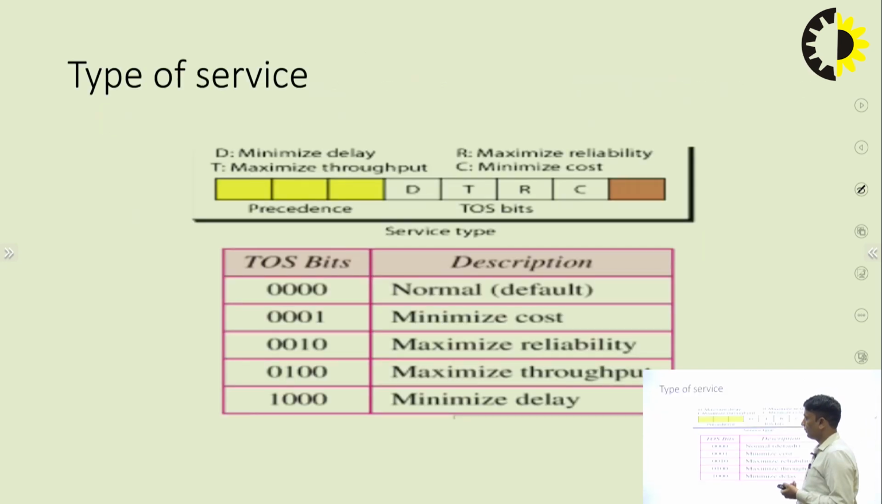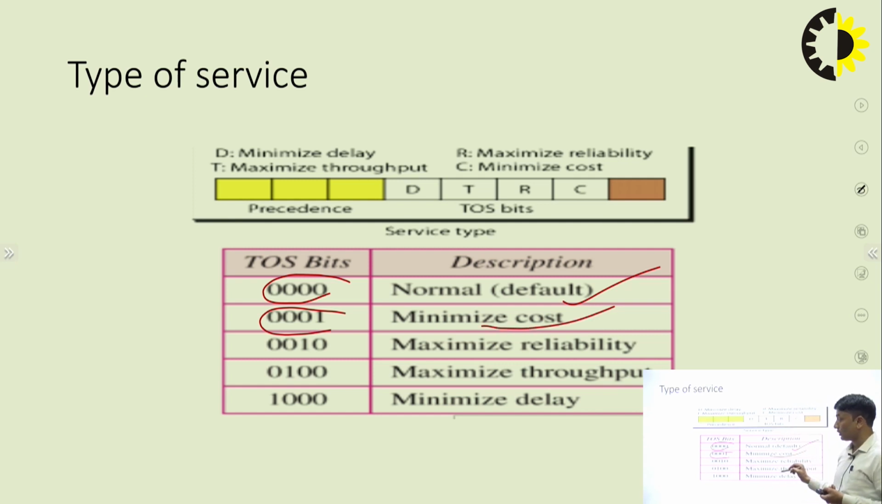Then payload. Type of service: if these 4 bits are 000, this is the normal default service. If this is 001, minimize the cost. That means this packet should be delivered from source to destination with minimum cost. This is for maximized throughput. This is for maximized reliability. This is for minimized delay. Okay, this is the type of service that is required for that particular packet during transmission.